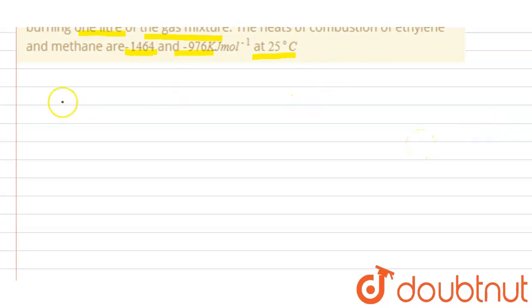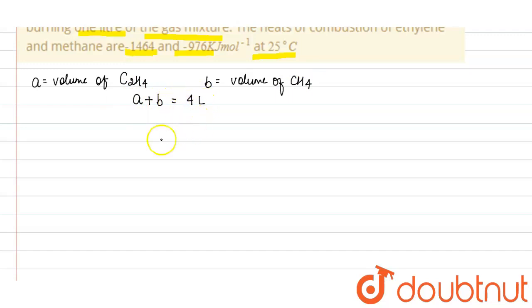So first of all, consider A as the volume of ethylene. Ethylene is C2H4, okay, and consider B as the volume of methane, that is CH4, okay. So in the question we are provided the mixture A plus B is total 4 liter, okay. Now see what will happen when this C2H4 ethylene burns in air. It forms carbon dioxide and water, okay. Now balance the reaction. So it will be 3O2, 2CO2 and 2H2O, okay.